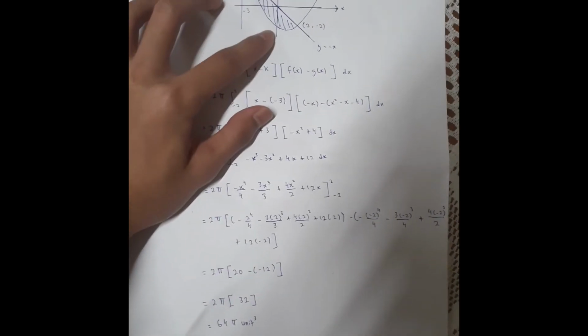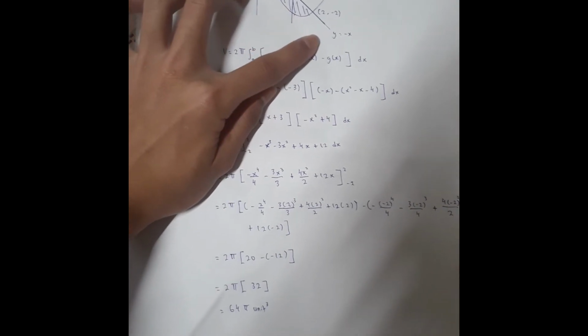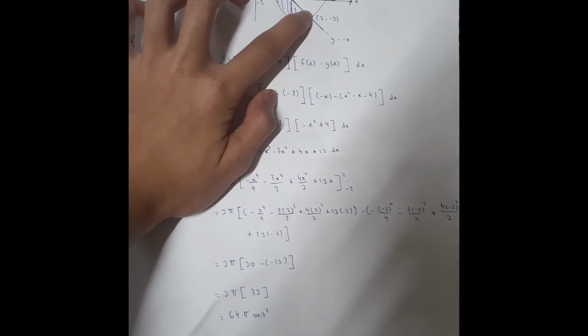So today I will show you how to integrate using the shell method. So the question is, using the shell method, find the volume of the solid generated when the shaded region is revolved about the line x equals -3. So the graph is given by the straight line y equals -x, and the curved line y equals x squared minus x minus 4.